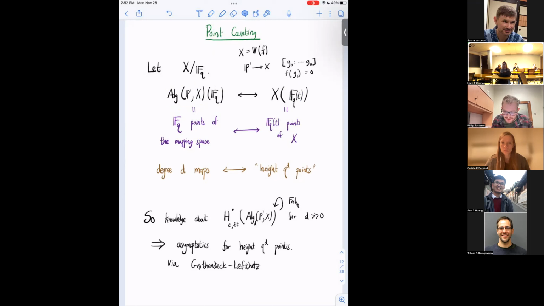All this is really saying is that if you have a map, you can express it as a collection of polynomials. Those polynomials are elements of F_q[t], and so you get a correspondence between F_q points of the mapping space and F_q(t) points of X. Furthermore, we were considering the degree of various maps from P1 to X, and those correspond to F_q(t) points which number theorists would call of height q to the d. So if you know something about the homology of this space of algebraic maps from P1 to X, then you know something about the asymptotic number of height q to the d points, using the Grothendieck-Lefschetz trace formula.